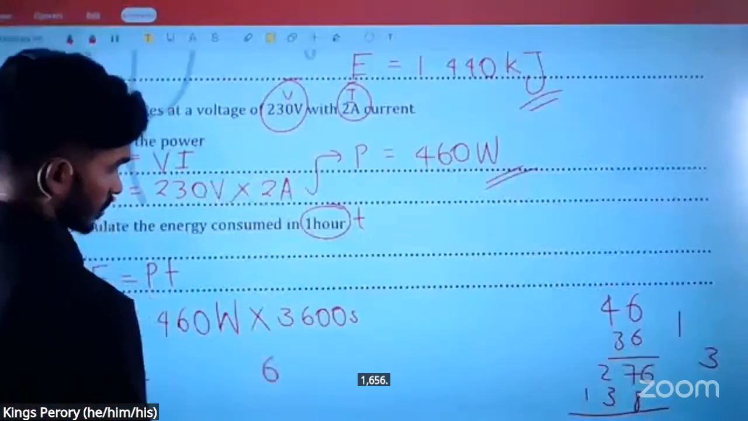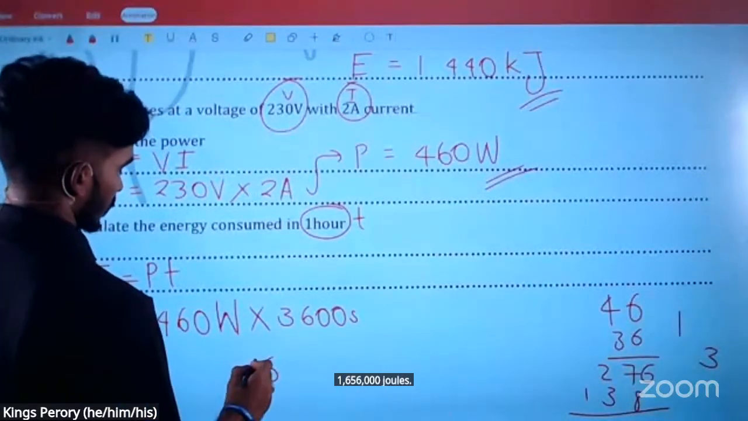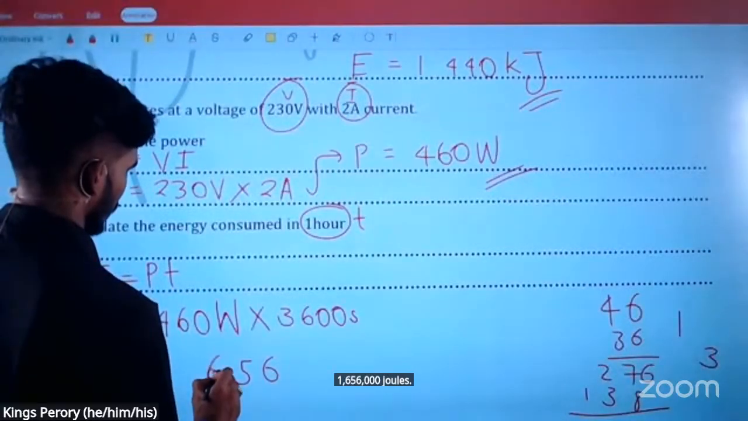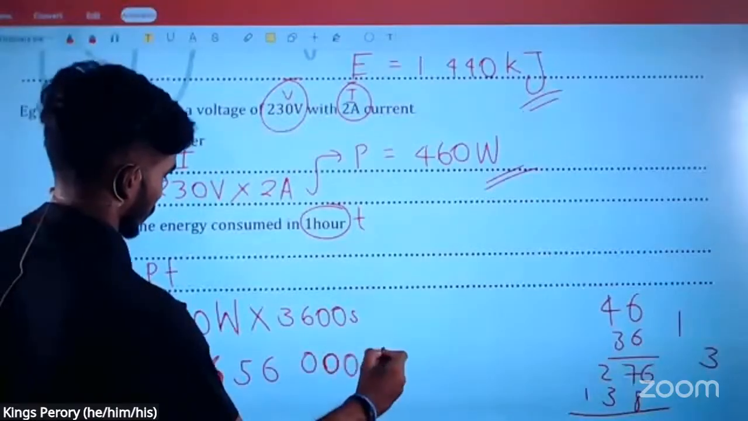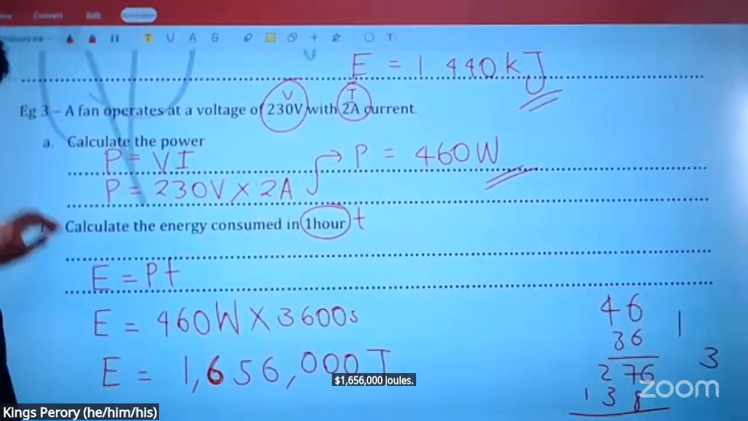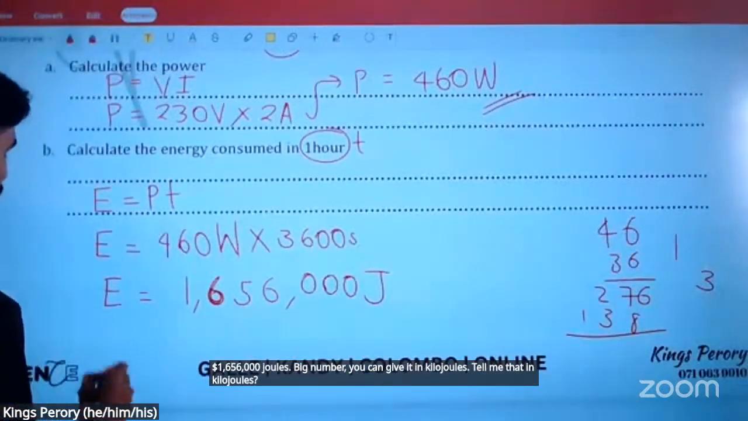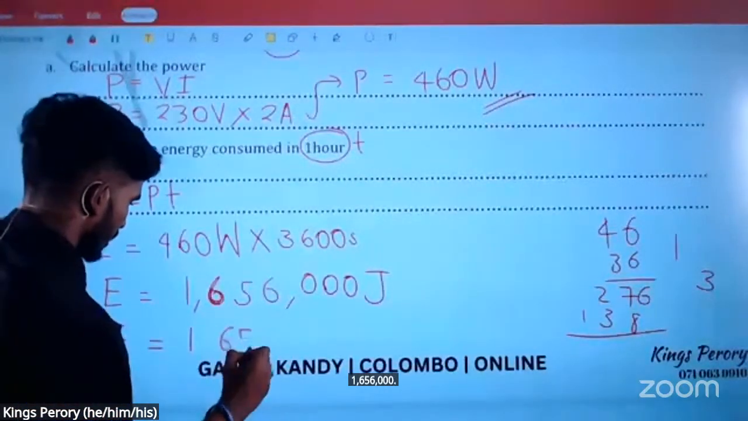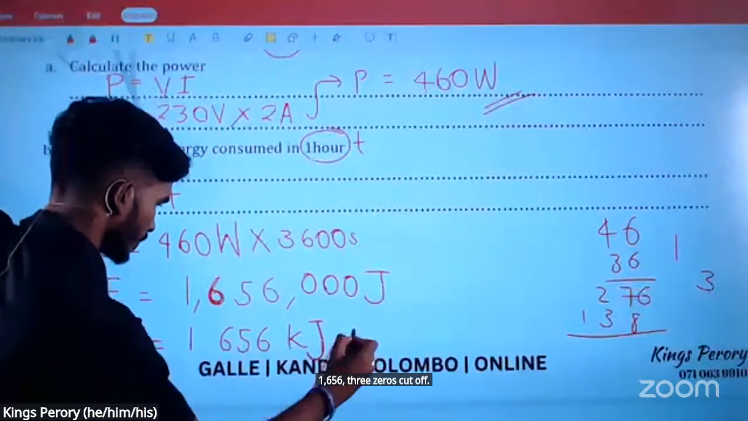$1,656. 1,656,000 joules. One million 656,000 joules. Big number, you can keep it in kilojoules. Tell me that in kilojoules. 1,656 joules. Kilograms. 1656, three zeros cut off, kilojoules.